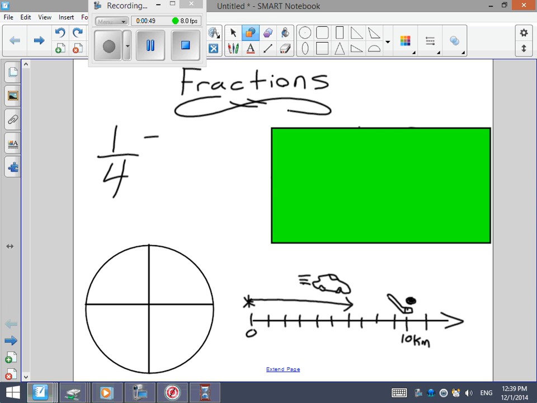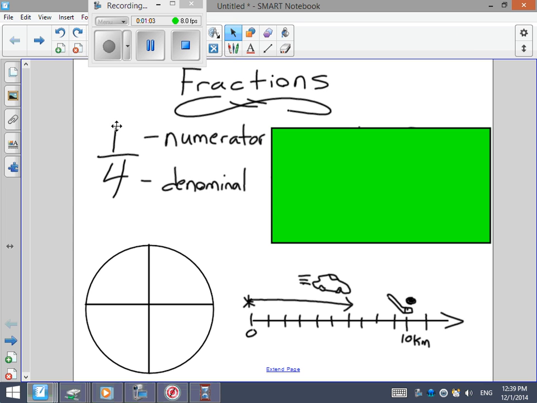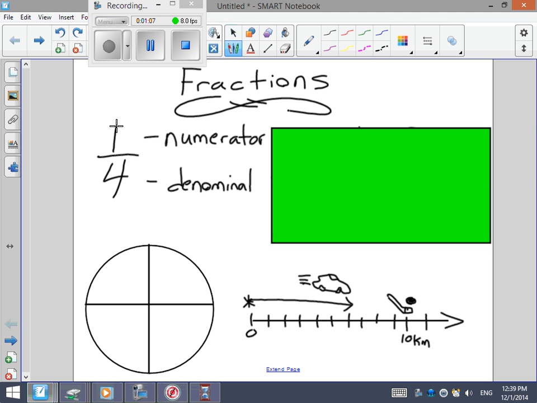But the top number here, we're going to try to get our vocabulary correct, is the numerator. And the bottom number we call the denominator. Basically the numerator represents the parts of the whole that are being taken up.